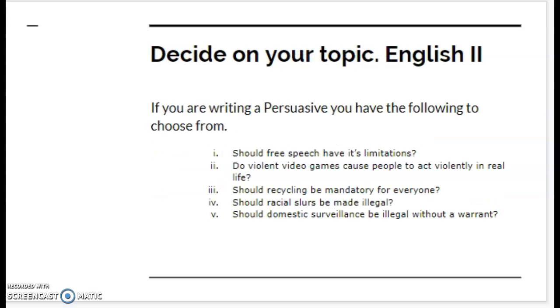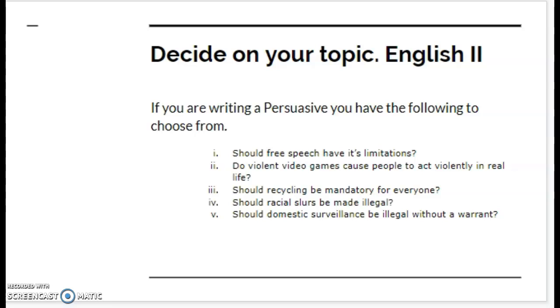Now, if you are writing for the English 2-star, you will be writing a persuasive paper. You have the following prompts to choose from. Number 1, should free speech have its limitations? Number 2, do violent video games cause people to act violently in real life? Number 3, should recycling be mandatory for everyone? Number 4, should racial slurs be made illegal? Number 5, should domestic surveillance be illegal without a warrant?